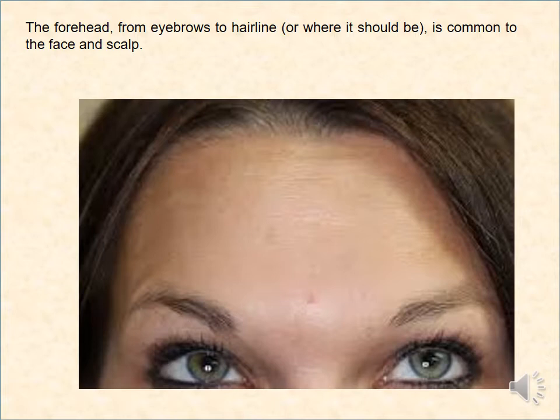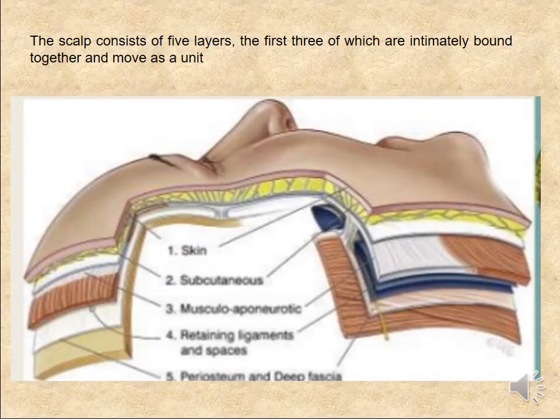The forehead is part of the face and part of the scalp. So the forehead, from the eyebrow to the hairline, is common to the face and the scalp. The scalp consists of 5 layers, the first 3 of which are intimately bound together and move as one unit. The first letter of each layer forms the word scalp.